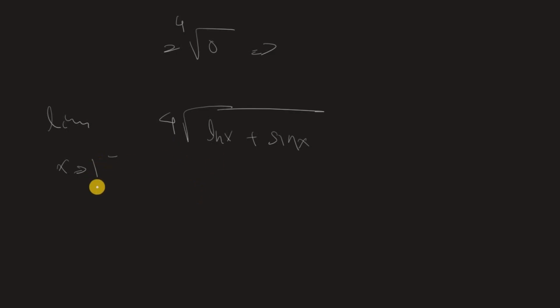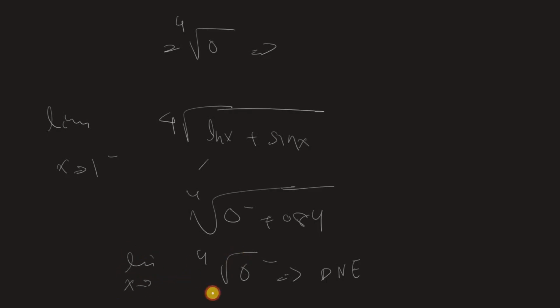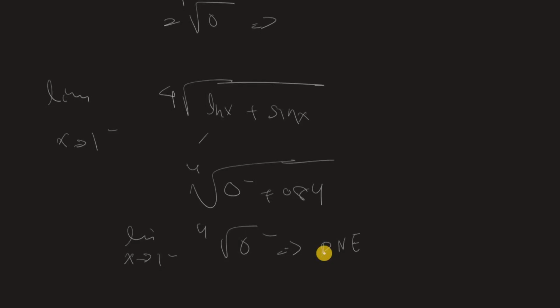If we plug in 1 from the left, ln of x is going to be 0 from the left, right? And 0 from the left means a negative number, and here it's sine of 1, which is 0.8 something. But then here you have 0 from the left, so a negative number, right? Then if you take the fourth root of a negative number, or perform a square root of a negative number, that does not exist, right? And since you get does not exist from the left, that means the limit does not exist at all. So that's pretty much the answer to this question.